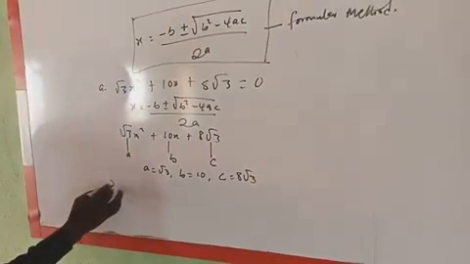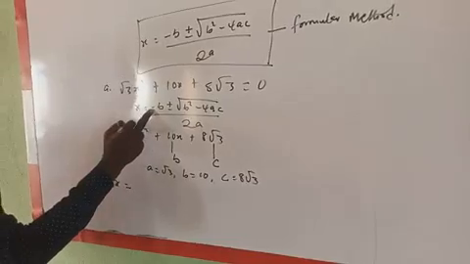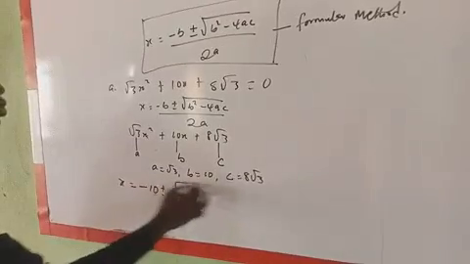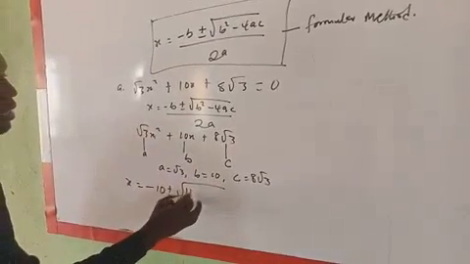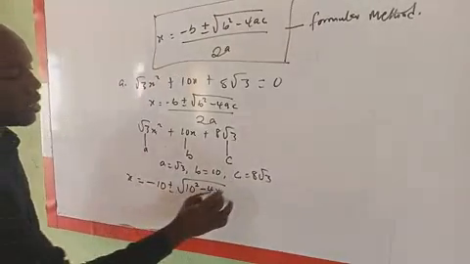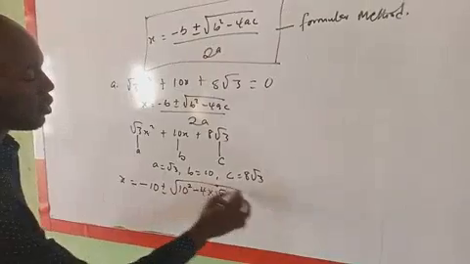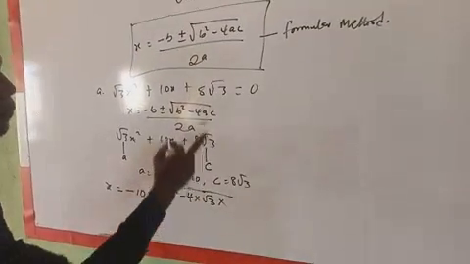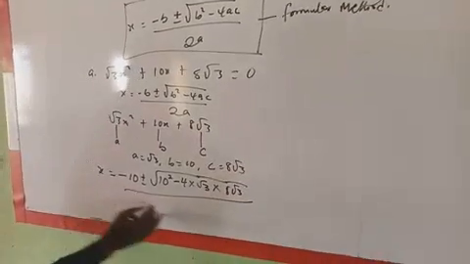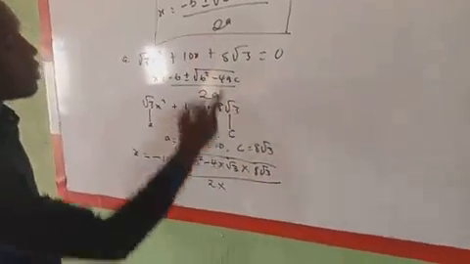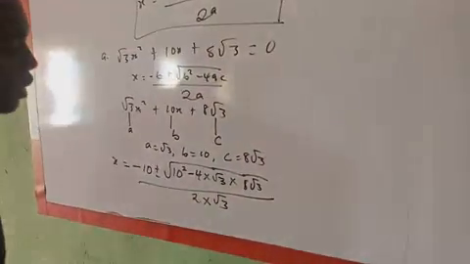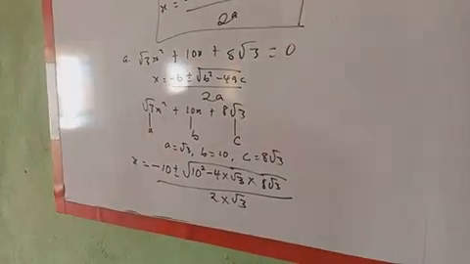Thereby I'm going to have x is equal to minus b, which is 10, plus or minus the square root of b squared, 10 squared, minus 4 times a, which is root 3, times c, which is 8 root 3, all divided by 2 multiplied by a, which is root 3. Having this now, I'm going to simplify where necessary.